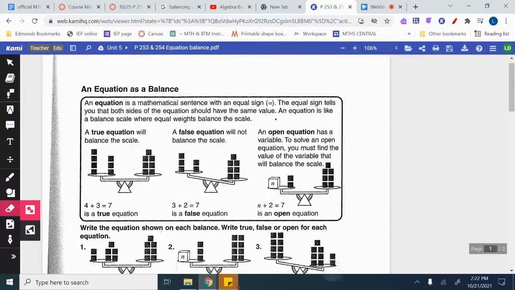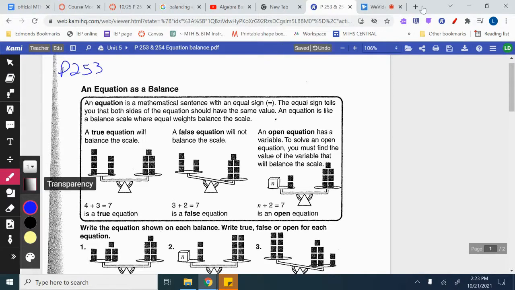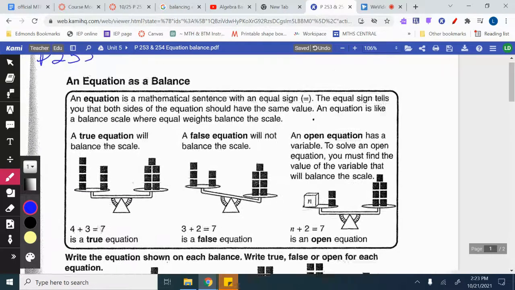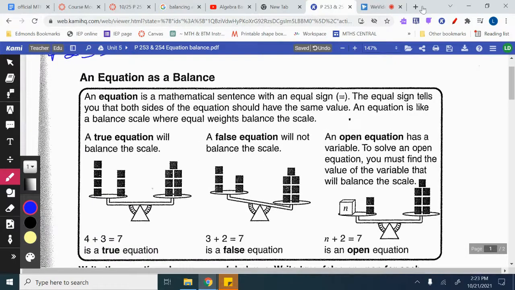Right. We are going to be working on page 253 and 254. And our goal is to balance the equation. You're going to hear me say it over and over again: what we do to one side, we have to do to the other. But most importantly, we're looking for a true equation, and these are balanced.